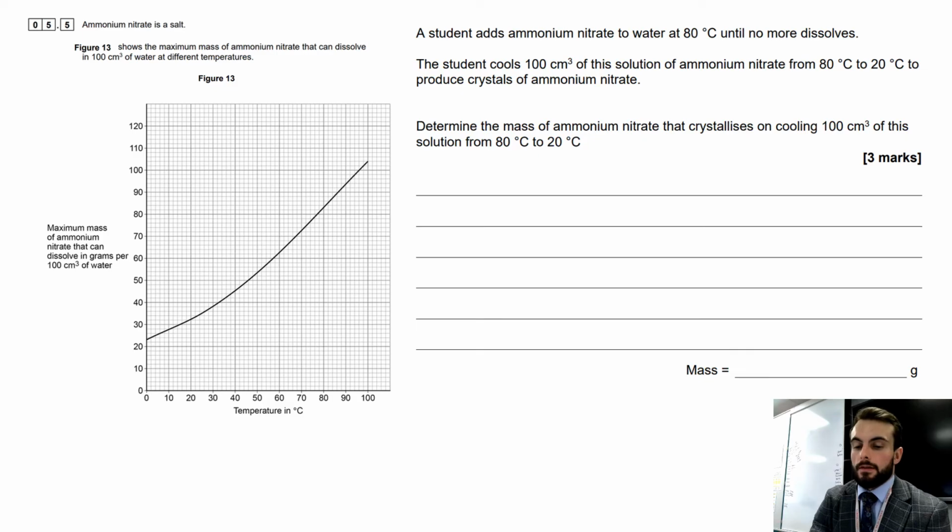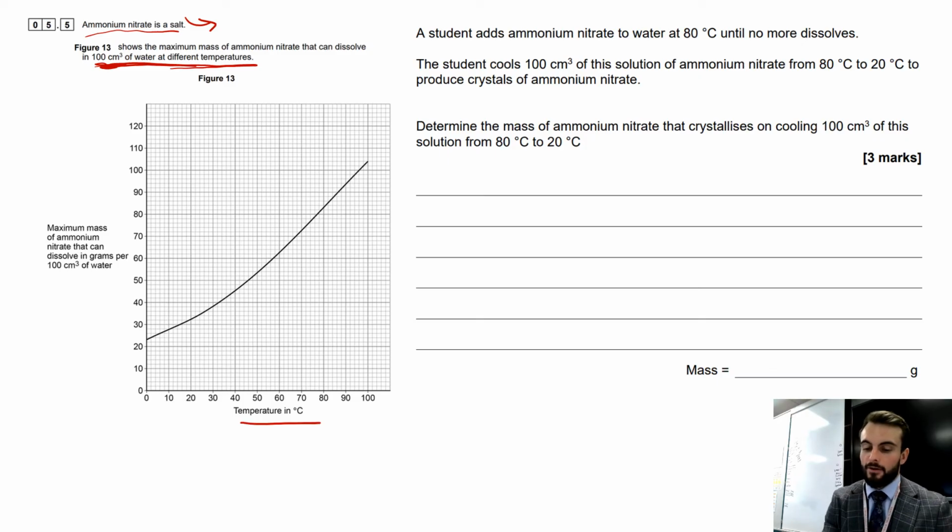So this one, it says ammonium nitrate is a salt. The graph shows the maximum mass of ammonium nitrate that will dissolve in 100 centimeters cubed of water at different temperatures. So one thing you may be aware of, your teacher may have told you, or you may just know this off the top of your head, if you heat up a liquid, the amount of salt that you can dissolve in it will increase. So you can try that at home, you can put a bit of salt in water and then make it warmer, you'll be able to dissolve more in it.